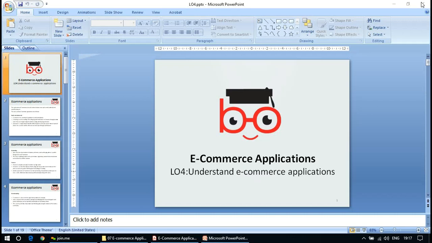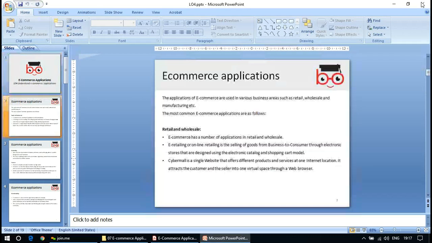E-com applications. So what they are, let us see. Applications of e-commerce are used in various business areas such as retail, wholesale, and manufacturing. The most common e-com applications are as follows. First is retail and wholesale.